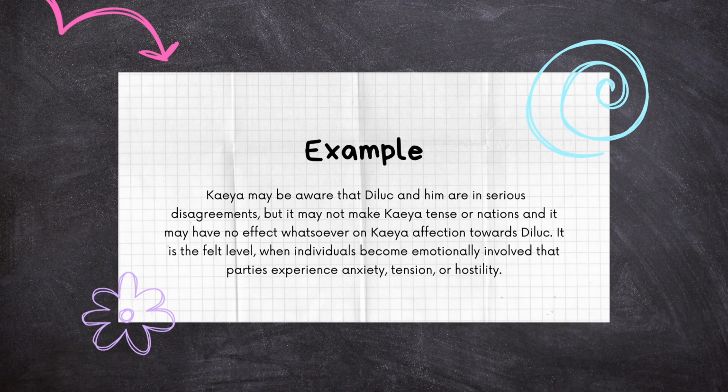For instance, Kaya may be aware that Dilip and he are in serious disagreement, but it may not make Kaya tense or nervous, and it may have no effect whatsoever on Kaya's affection toward Dilip. It is at the felt level, when the individual becomes emotionally involved, that the parties experience anxiety, tension, or hostility.